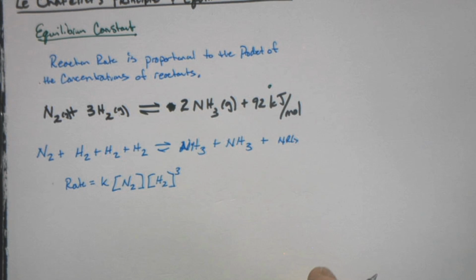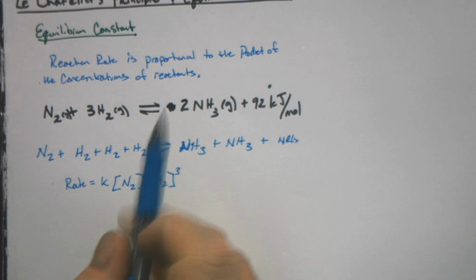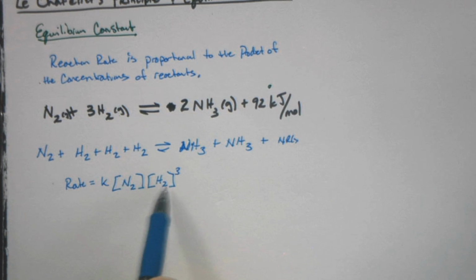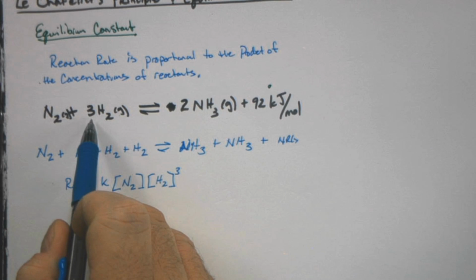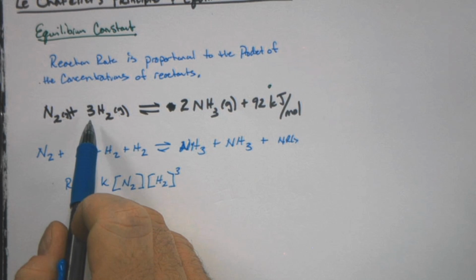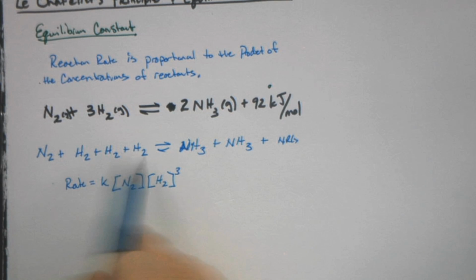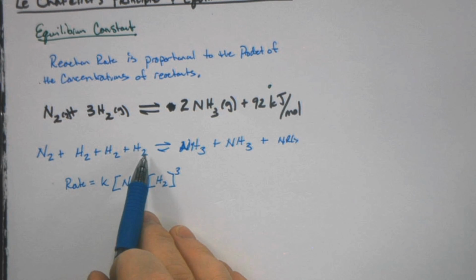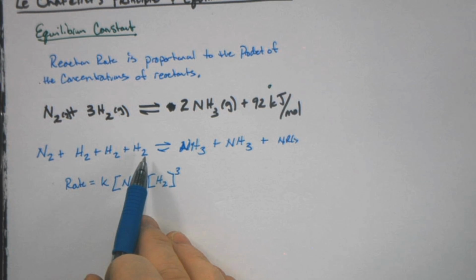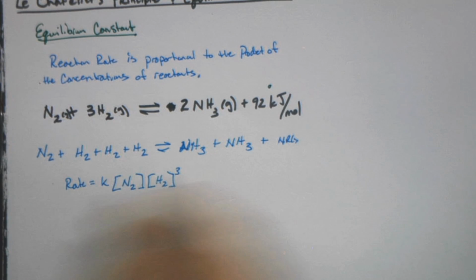Well, that's the same thing as just writing the concentration of this reactant and then putting the coefficient as the exponent. You guys see that? This is why, because we multiply all of the concentrations together. All right, so this is the forward reaction.